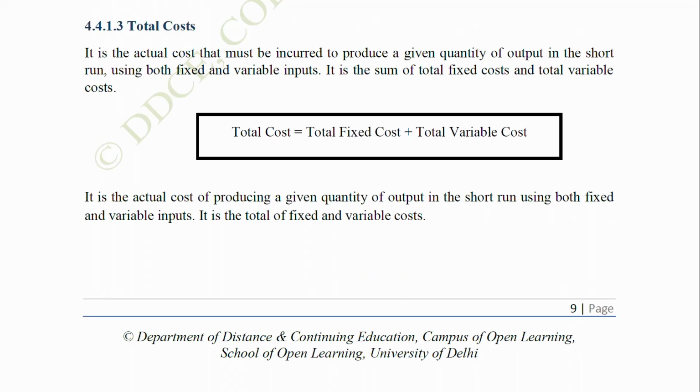4.4.1.3 Total costs. It is the actual cost that must be incurred to produce a given quantity of output in the short run using both fixed and variable inputs. It is the sum of total fixed costs and total variable costs. It is the total of fixed and variable costs.